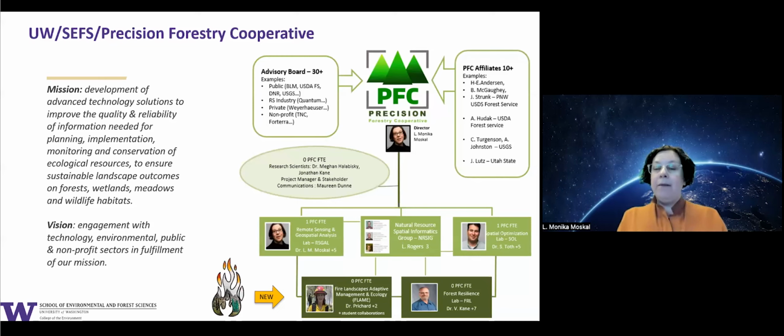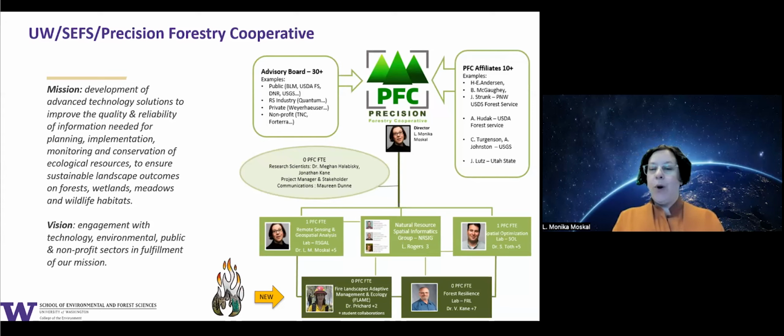Susan Pritchard, and we have a forest resilience lab led by Dr. Van Kane. Now, right in the middle, there's one other lab right here. This is essentially our outreach lab. We don't have official outreach.